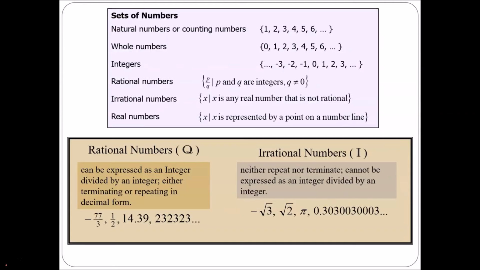To move on further, let's take a look once again at the set of real numbers. So we have the natural numbers, the whole numbers, the integers, the rational, the irrational, and the real numbers. Of course, don't forget that rational numbers are any numbers that can be expressed as A over B, and irrational numbers are numbers that cannot be written as A over B. These are numbers that do not repeat, and at the same time, they don't terminate.